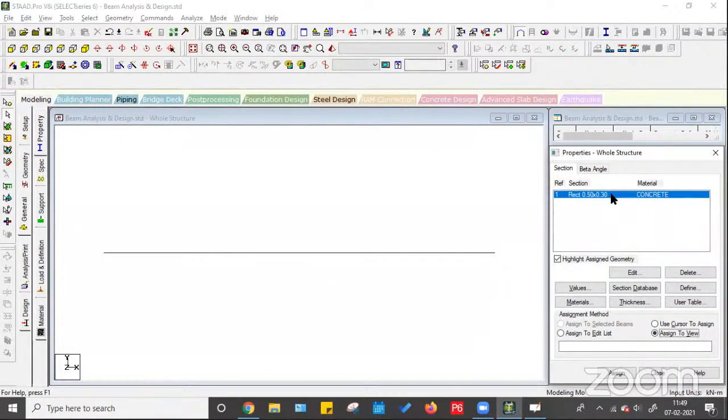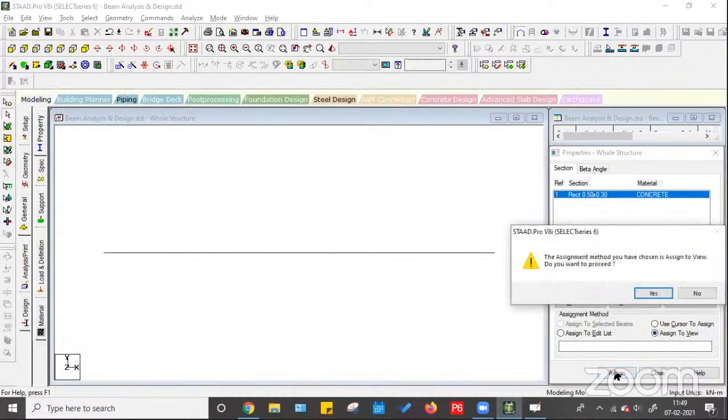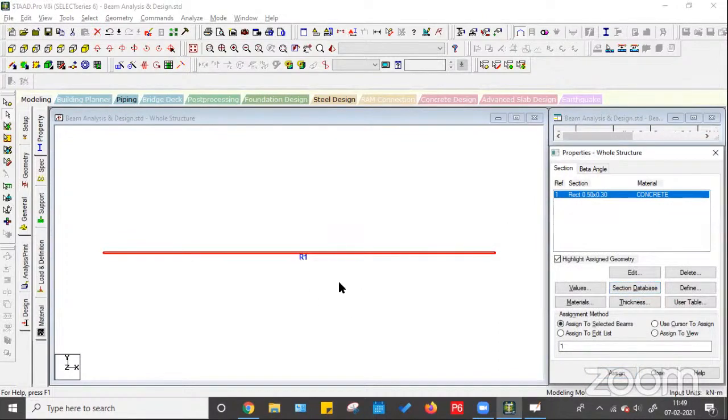So I'll select this section property, click on assign to view, and click on assign. It says the assignment method you have chosen is assign to view. Do you want to proceed? I'll say yes. And you can see R1 is the property which has been assigned to this beam. Why R1? Because you can see here reference, REF, reference 1. R1 means reference 1. So that's the reference number of the section property. So we have assigned the property.